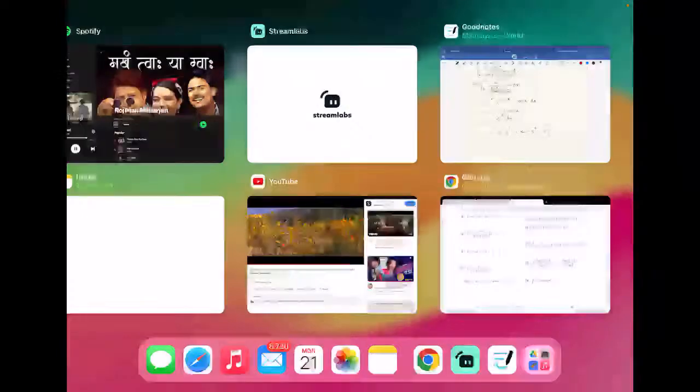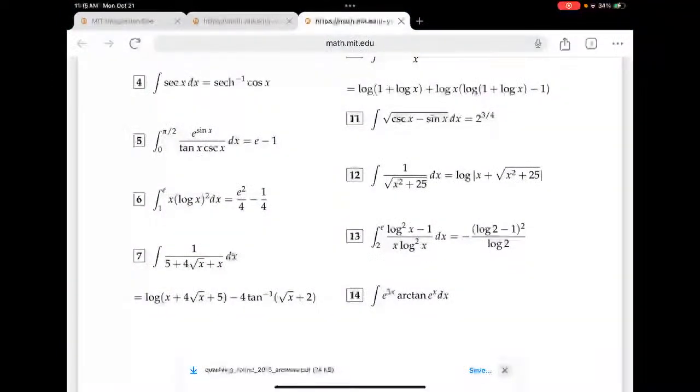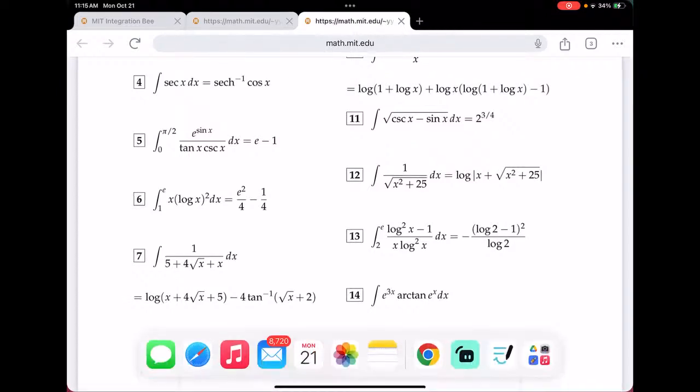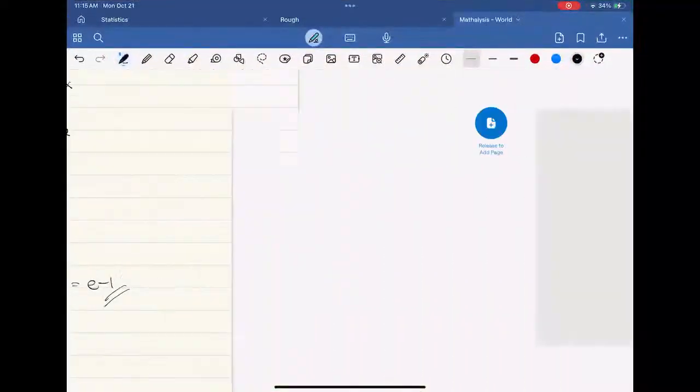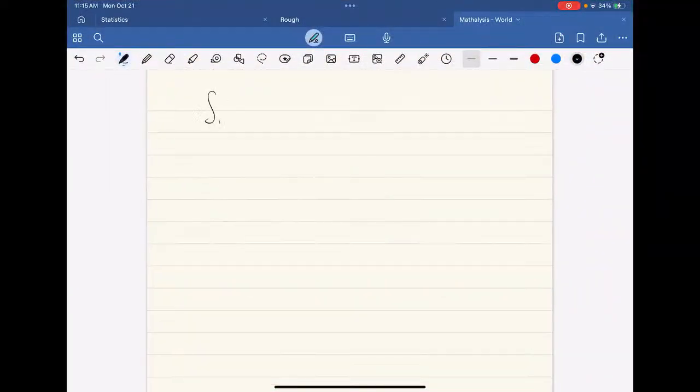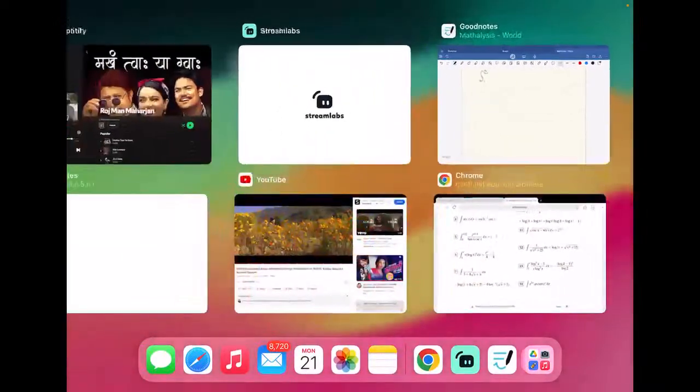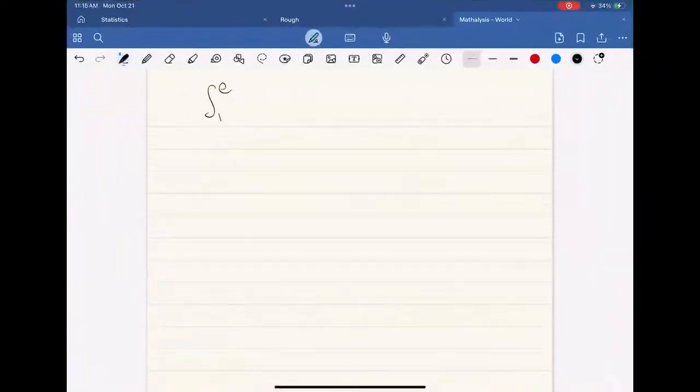So let's go to the next one, right? Integral from 1 to e of x log x square dx. Integral from 1 to e. Okay, so what's the number of this problem? 6. Of x log x square dx.